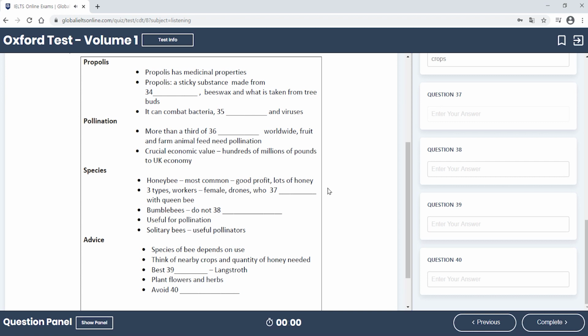Probably the most common type of bee is the honeybee. Honeybees are likely to give you a good profit, as they can produce copious amounts of honey, some beeswax, as well as, of course, pollinating plants. Honeybees can be divided into 3 types: the workers, who are female, the drones, who are male, and whose job it is to mate with the 3rd type, the queen bee.